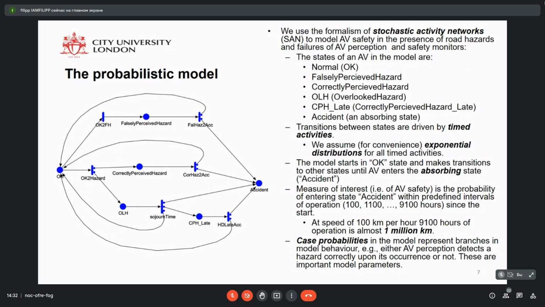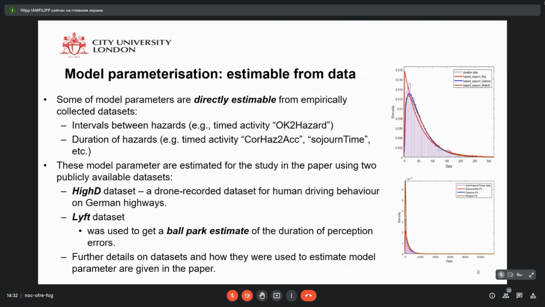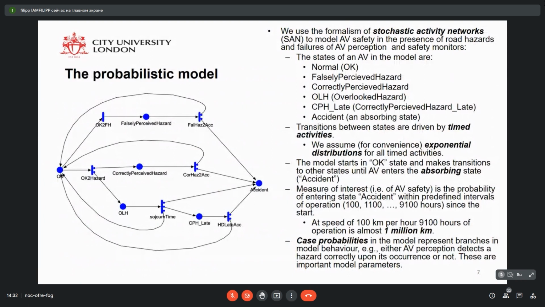Okay, so the model parameterization. With this model, we have quite a few things to parameterize. The rates, even though we assume the exponential distributions everywhere, there are still quite a few of them. So we need to have these parameters. Then we have case probabilities, which say either the hazard disappears or after the duration you end up in the accident state, and so on. So there are quite a few parameters.